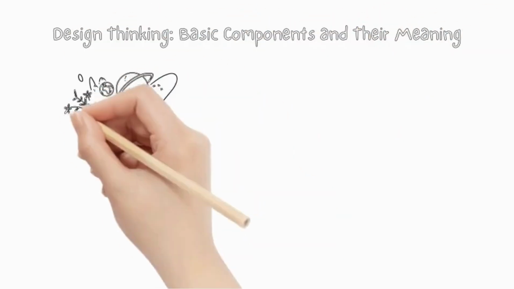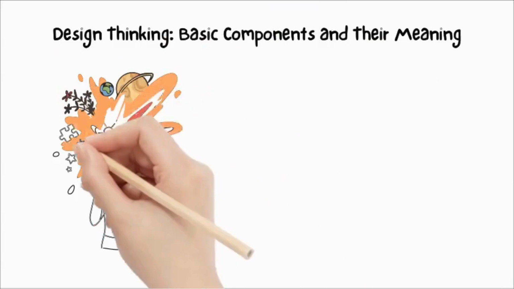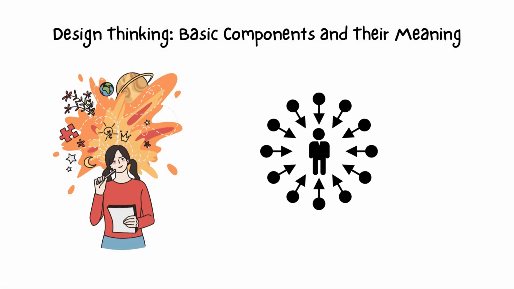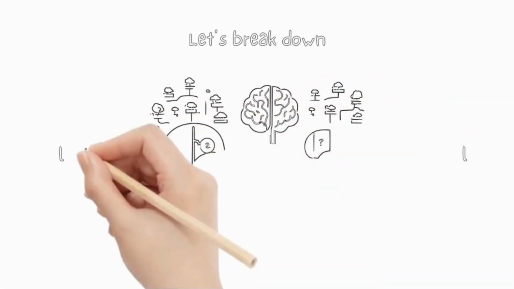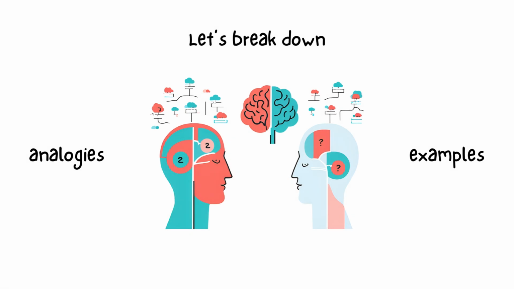Design thinking, basic components and their meaning. Design thinking is an approach to finding creative solutions for complex problems by putting people and their needs at the center. Let's break down the fundamental components of design thinking, compare them to analogies, and include real-world examples to help you understand it better.